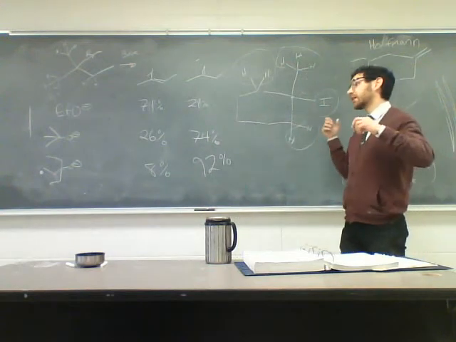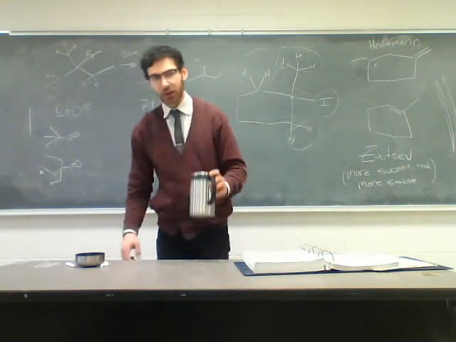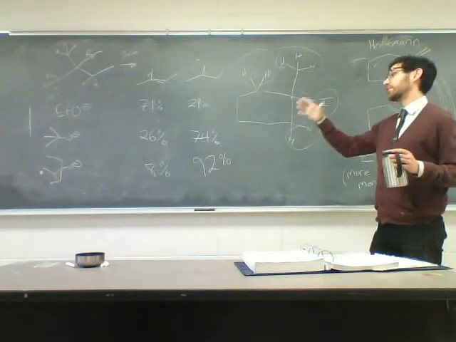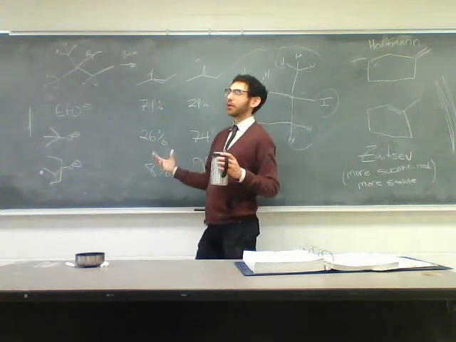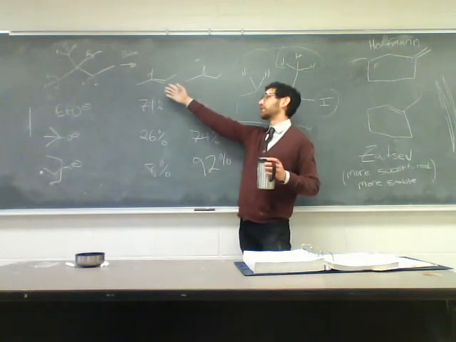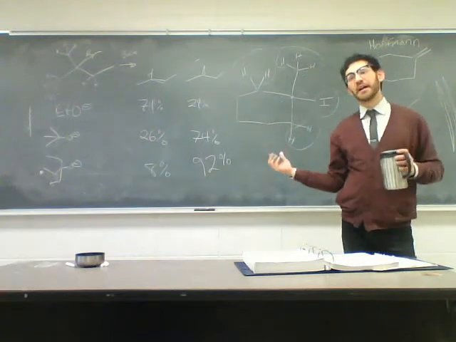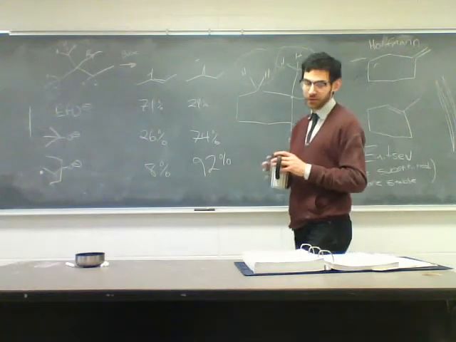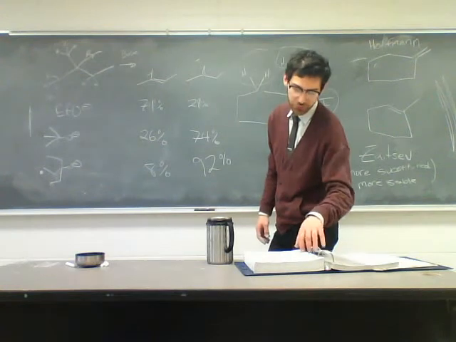So a bulky base can be good for helping us make sure we get an elimination as opposed to a substitution, but if we want a specific product from our elimination, we have to consider whether a big base will give us a Zaitsev product, a more stable and substituted product, or the Hofmann product, which is less substituted but theoretically easier to form because we're attacking more accessible hydrogens. Zaitsev. Hofmann.